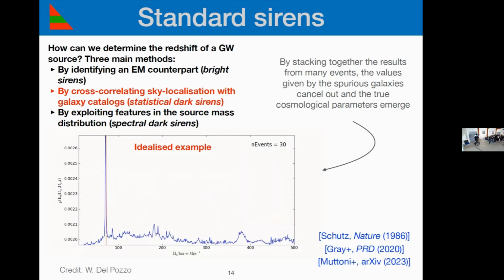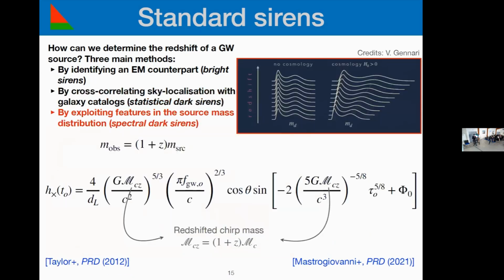This is why, if your galaxy catalog is complete in the region you're looking at, then the host galaxy is always there. So we always give you the measurement of H0, and all the other galaxies will give you spurious measurements. When you stack events together, the one true measurement is always there. So it's piling up, and the other ones are basically washed out. Easy to understand. Now comes a difficult part.